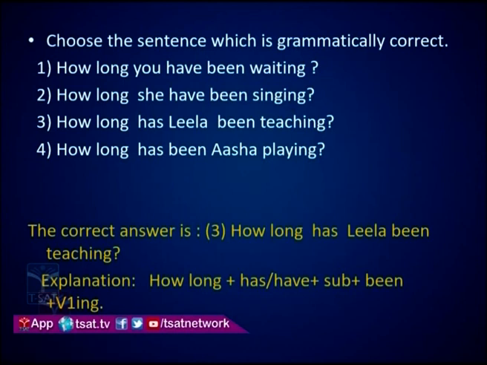Choose the sentence which is grammatically correct. Options: first, how long you have been waiting. Option 2, how long she have been singing. Option 3, how long has Leela been teaching. Option 4, how long has been Asha playing. Now if you look at the sentences, how long you have been waiting, how long she have been singing, how long has been Asha playing, in these sentences "been" is used.